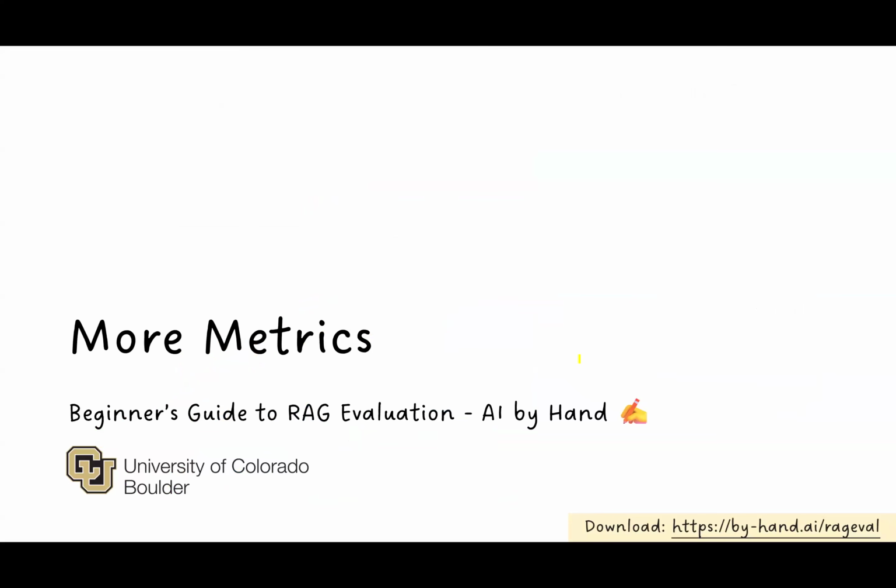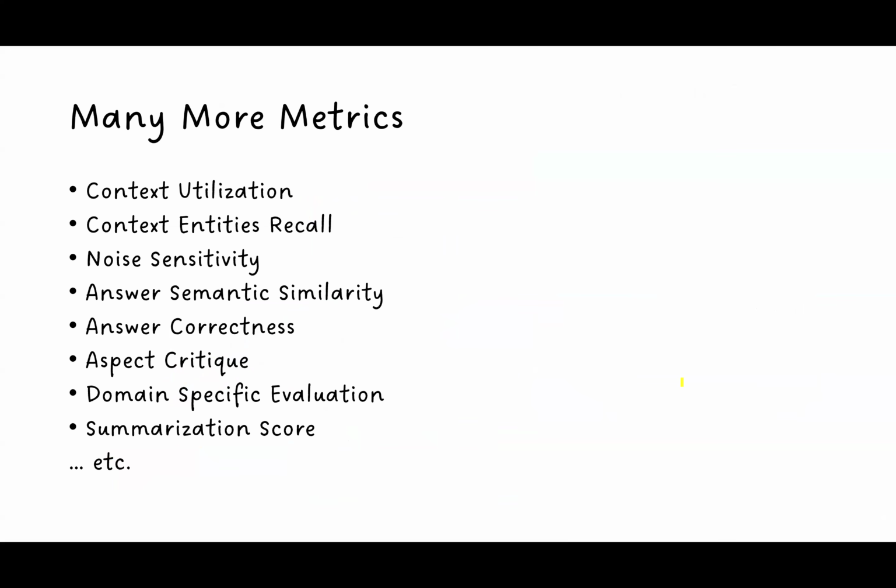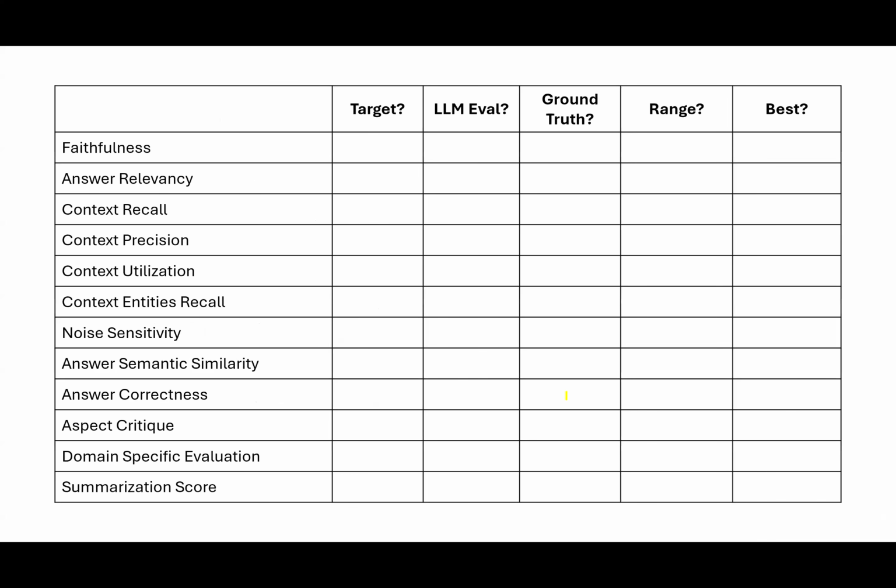And there are many, many more metrics that I did not cover today, like context utilization, context entity recall, noise sensitivity, just in this RAGAS tool. And there are other papers like RGB, RAGChecker, a whole bunch of stuff, dozens of metrics. And I created this table to show you what kind of questions you want to ask yourself when you pick a metric.